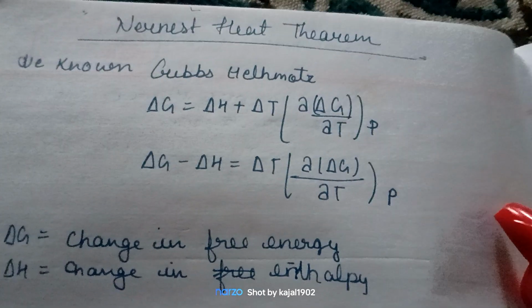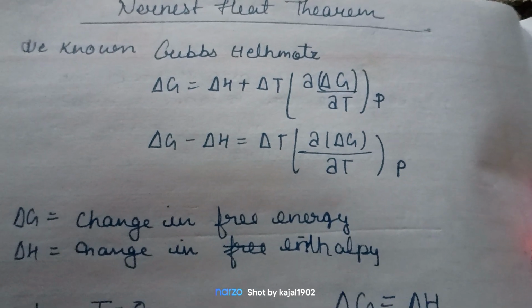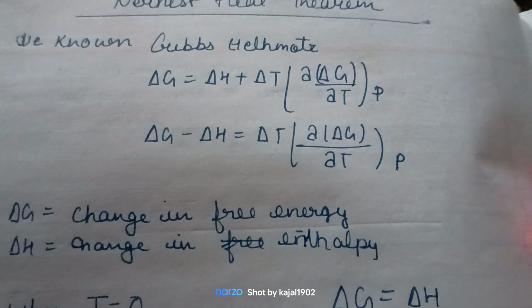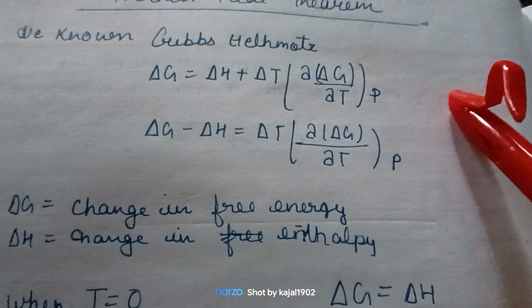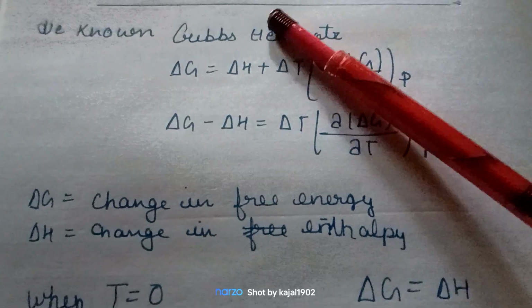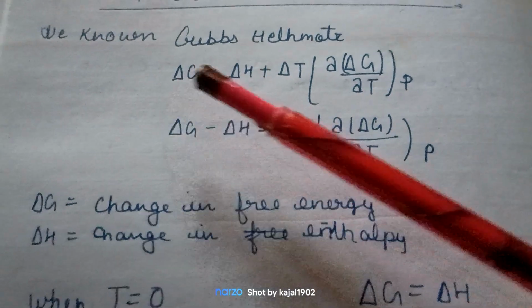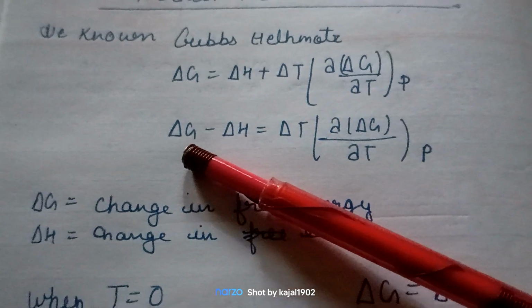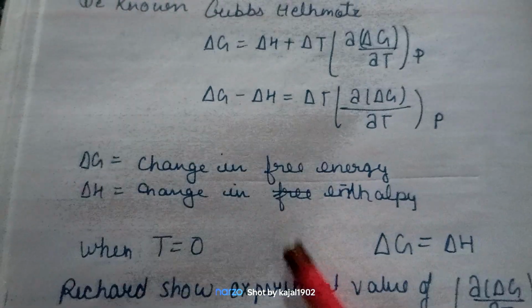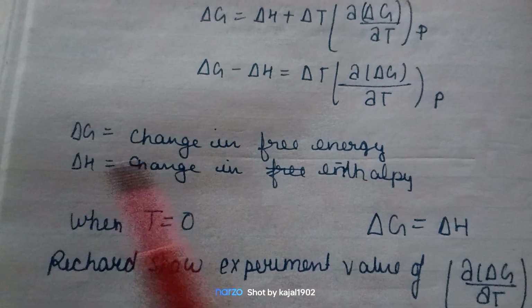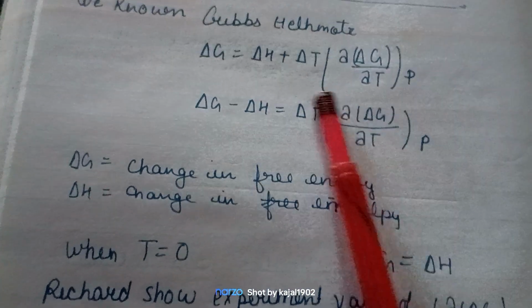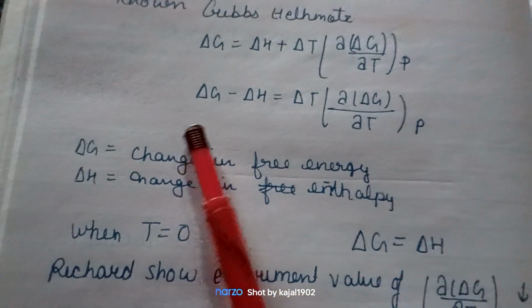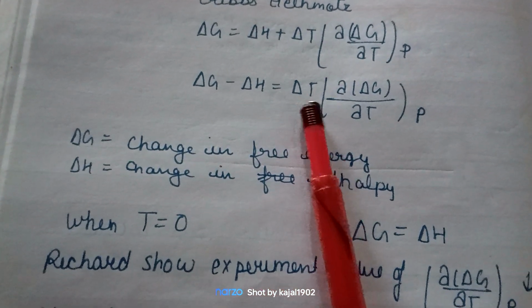So let's start with, we know that the Gibbs-Helmholtz equation is ΔG = ΔH + T(∂ΔG/∂T) at constant pressure. So here when we move H toward this side, it converts into a negative sign. ΔG is the change in free energy, ΔH is the change in enthalpy. When T is equal to 0, the term becomes 0, so ΔG is equal to ΔH.